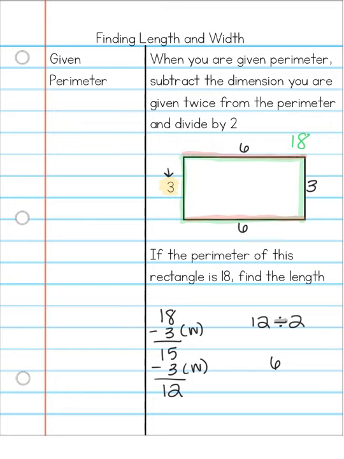And a way to check my work is to add all the sides and make sure I get 18. So 6 plus 6 is 12, plus 3 is 18. So I know that my work is correct, and my answer for this problem would be 6.